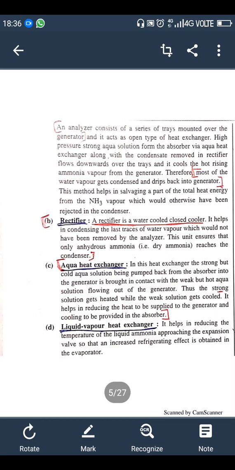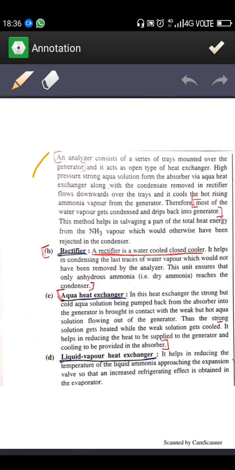Here is some construction detail of this analyzer. An analyzer consists of a series of trays mounted over the generator. It acts as an open type heat exchanger. High pressure strong aqua solution from the absorber via the aqua heat exchanger, along with the condensate removed in the rectifier, flows downward over the trays, and it cools the hot rising ammonia vapor from the generator. Therefore, most of the water vapor gets condensed and drips back to the generator. This method helps in salvaging a part of the total heat energy from the NH3 vapor, which would otherwise have been rejected in the condenser.